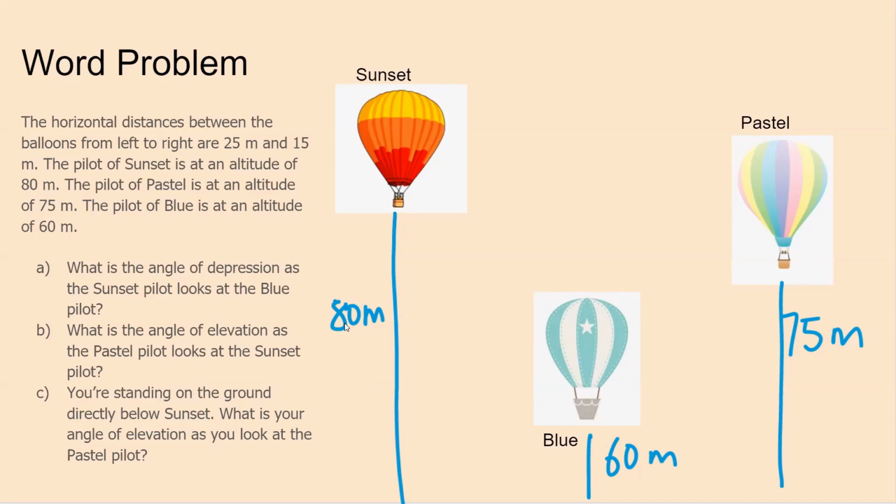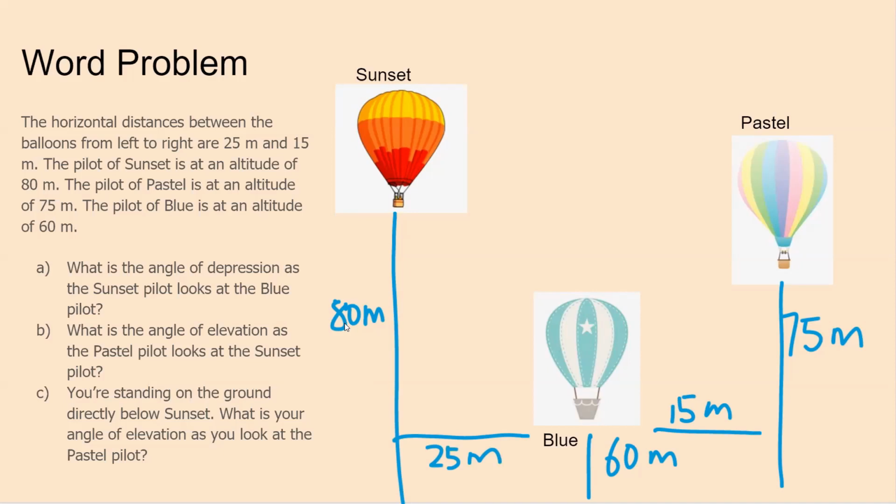The horizontal distances from the balloons from left to right are 25 and 15. So what this means is that from left to right, from sunset to blue, the horizontal distance is 25 meters. And from blue to pastel, the distance is 15 meters. So now that we've labeled all of the key information from the word problem, we're going to look at the questions that they're asking us.